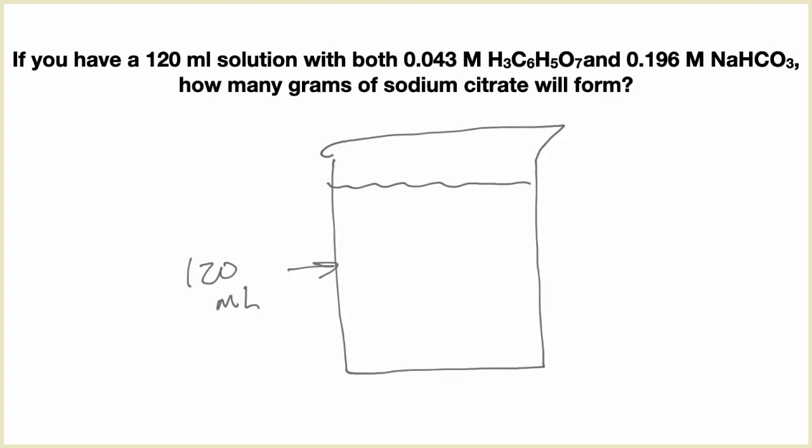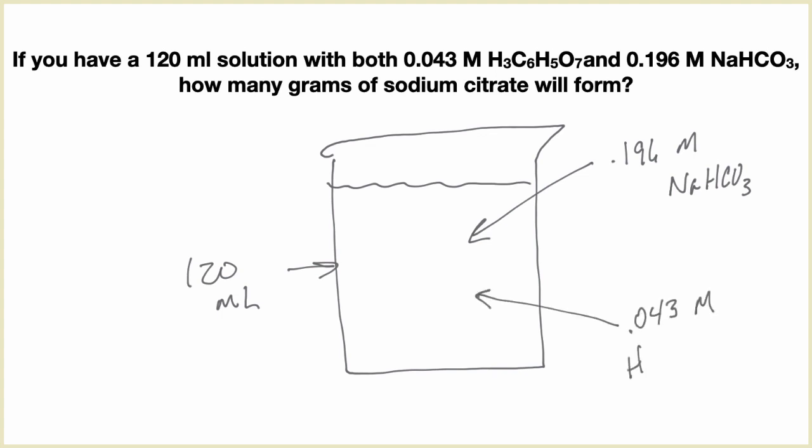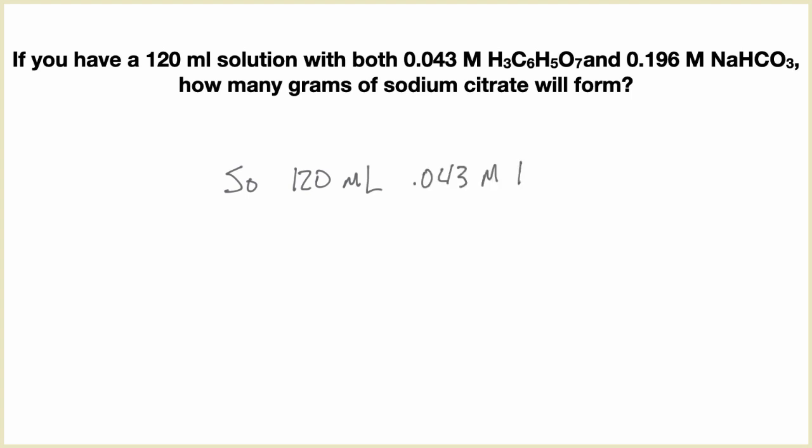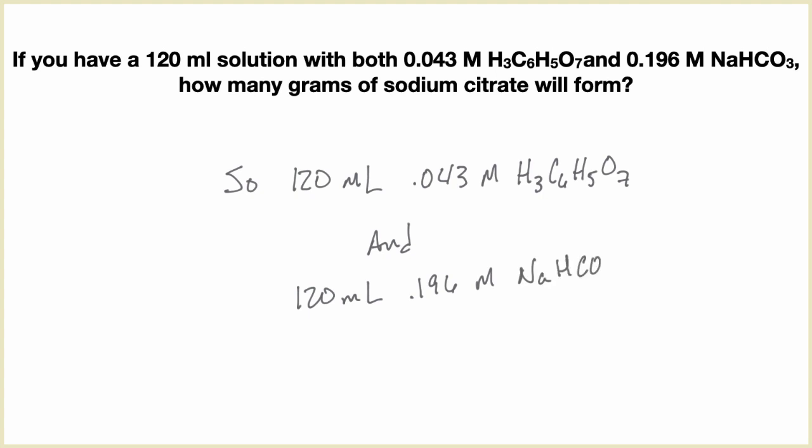In the first question, we have a 120 milliliter solution, but in that solution, we have 0.196 molar sodium bicarbonate, and we're also going to have 0.043 molar citric acid. Now, because both of these compounds are in the same solution, they both have the same volume. So we have 120 milliliters of a 0.043 molar citric acid solution, and at the same time we have 120 milliliters of a 0.196 molar sodium bicarbonate solution.